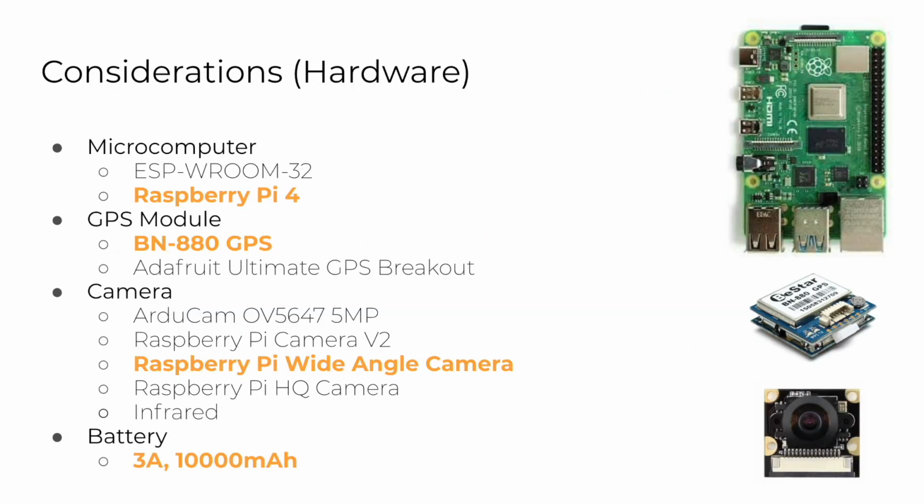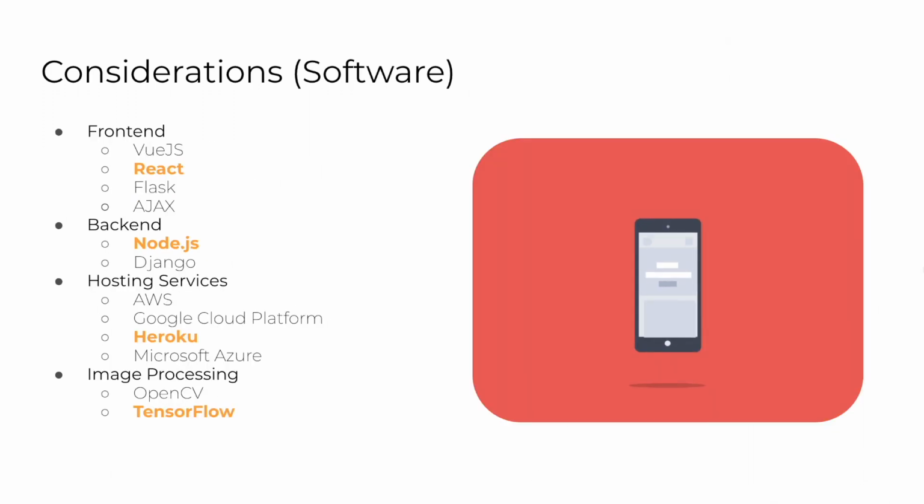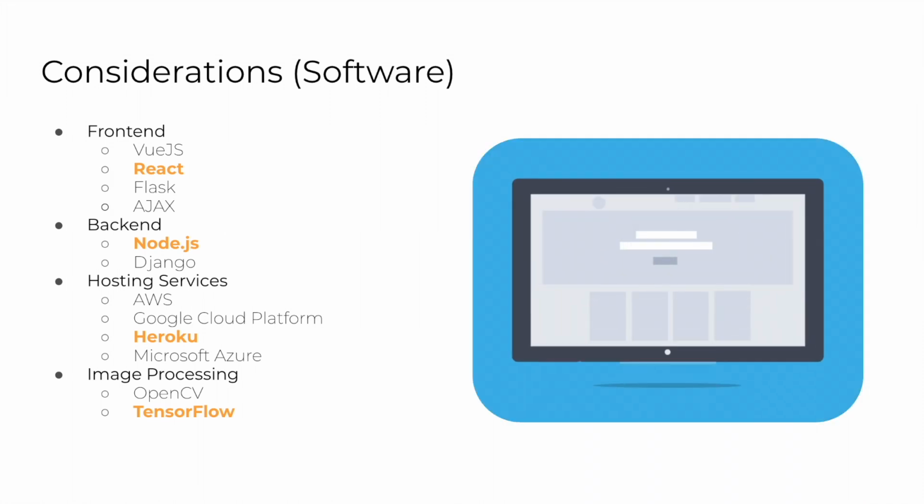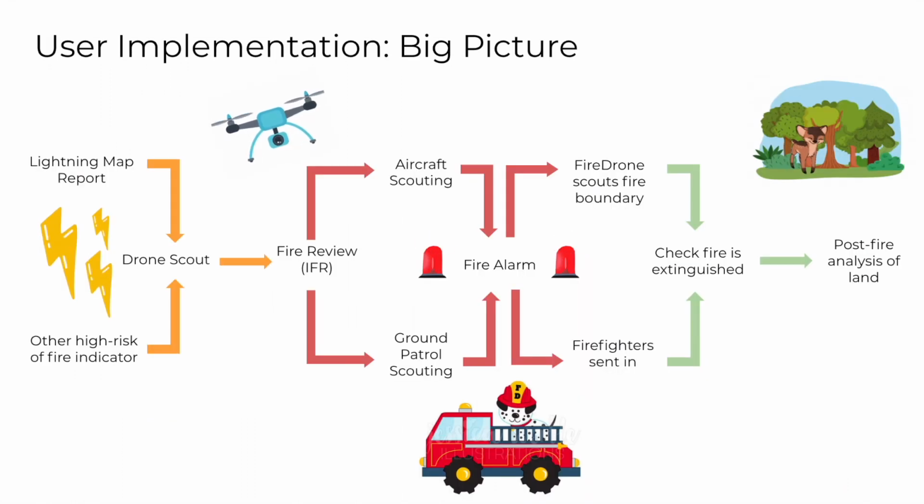We selected the Raspberry Pi 4, BN880 GPS, Raspberry Pi wide-angle camera, and a battery for our design. Infrared was not used due to cost. The front end uses React, the back end uses Node.js, and the server is hosted by Heroku. Image processing uses TensorFlow.